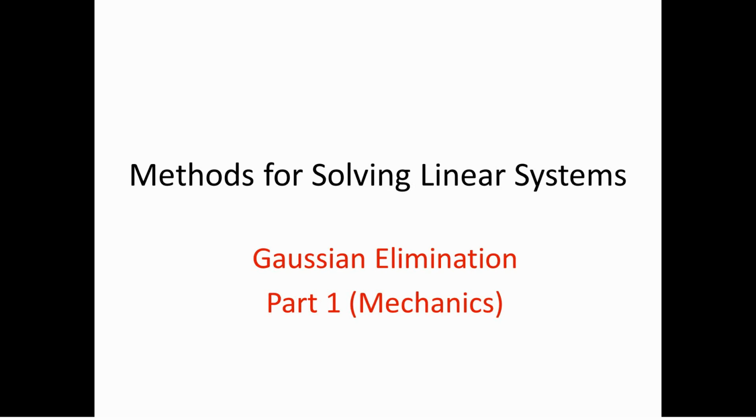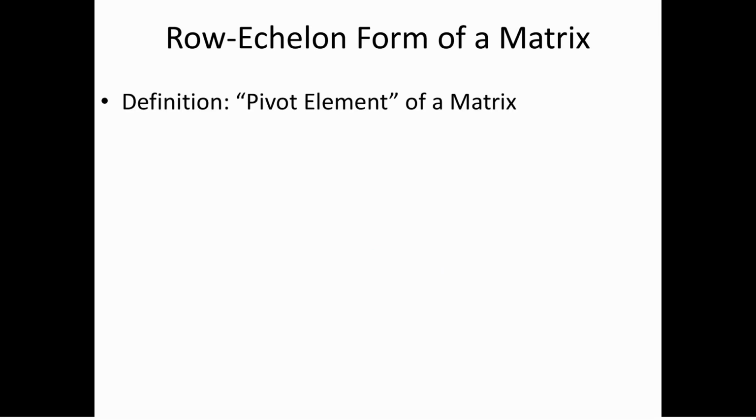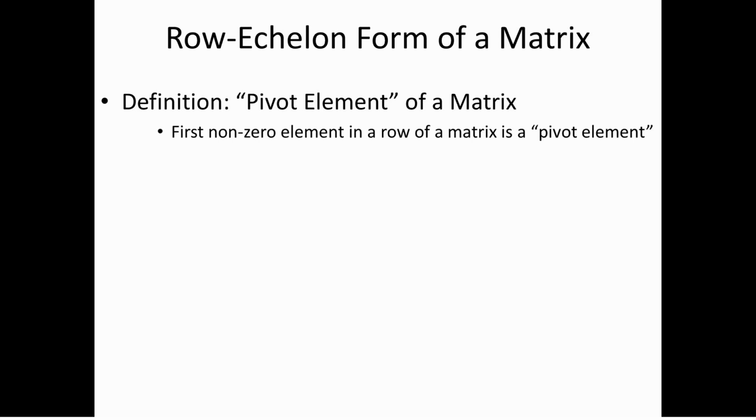Okay. The first thing we need to do is get a little bit of notation out of the way. So we're going to first of all talk about what's called the row echelon form of a matrix. And in order to do that, we have to first define what the pivot element of a matrix is. And we're going to say that the pivot element is the first non-zero element in a row of a matrix. That's what we're going to call the pivot element for that row of that matrix.